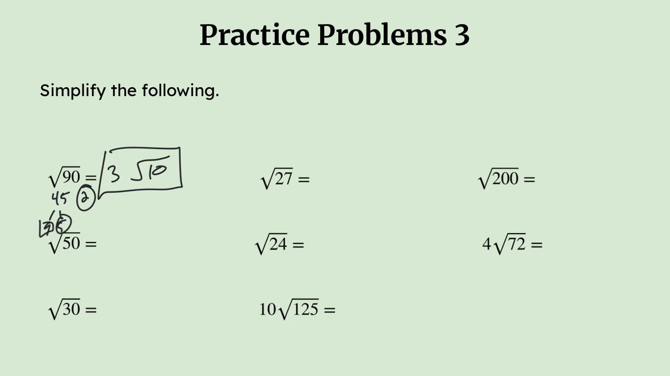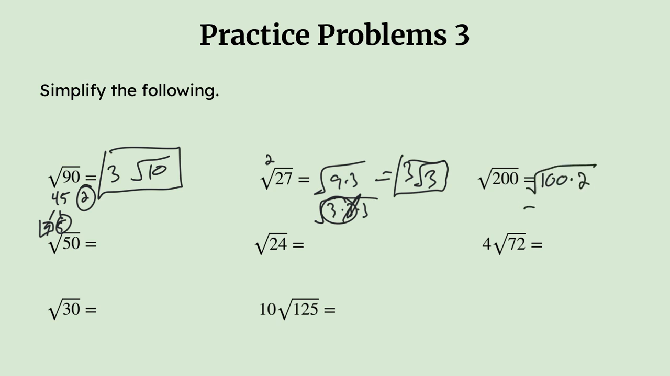For square root of 27, that's 9 times 3 as well. So yes, there's 3 3's there, right? But we only need a pair because it's a square root. So one of these 3's comes out, that one's gone, and then the last 3 is left behind. 200 is 100 times 2. So that'd be 10 square root 2. Square root of 50 is 25 times 2, so that'd be 5 square root 2.